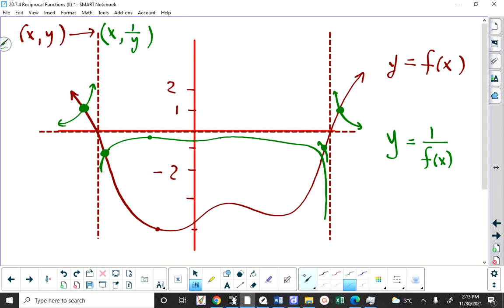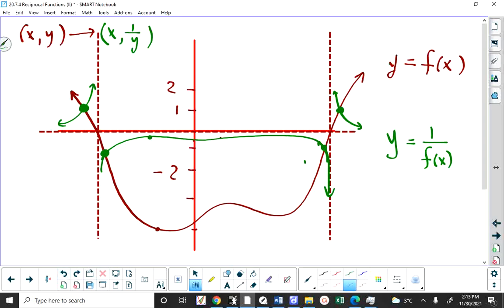I kind of skidded into the dirt there on the end there. It should be going through that invariant point, so I'd better sketch that again. You would get some graph after picking some key points that would look something like that. But you're just taking y coordinates and reciprocating them. That's all. Everything else falls into place.